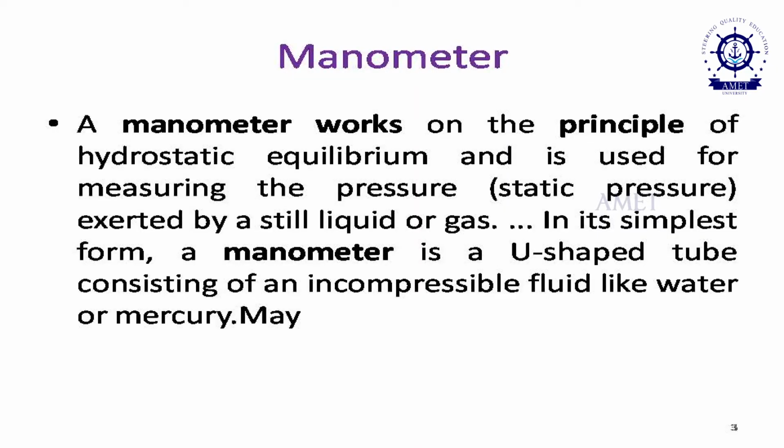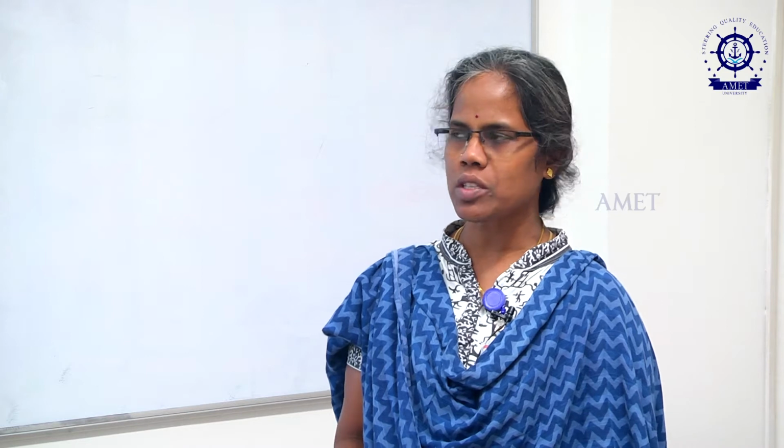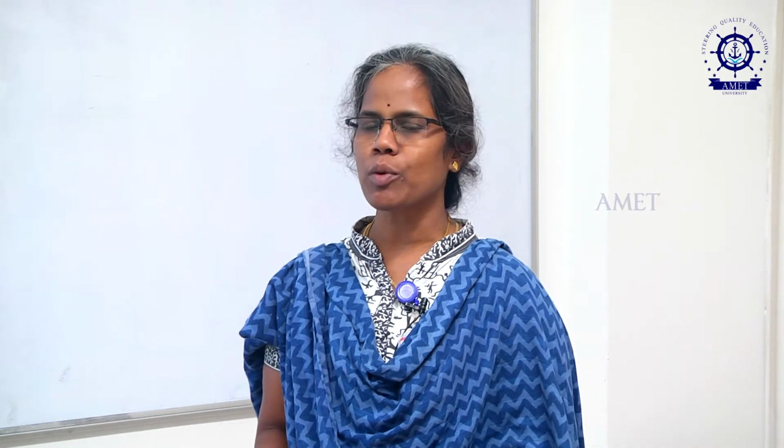First we see the manometer. A manometer is used as a pressure sensor to measure pressure. It is a simple type of pressure sensor. We have used the manometer as a prototype. It also measures hydrostatic equilibrium conditions. We have to measure the pressure exerted by a still liquid or gas. The simplest form is called a manometer. The U-shaped manometer is used to measure pressures.